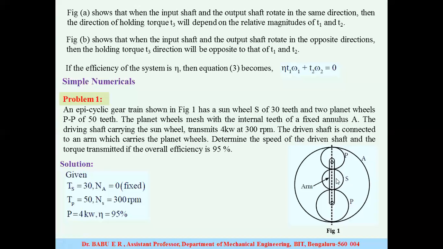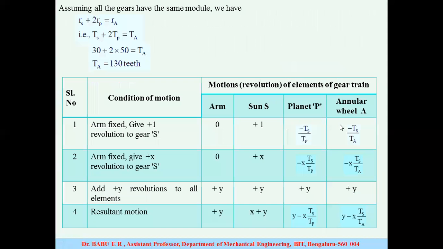You'll get Ts by Ta. And you see the direction. When you rotate this in clockwise direction, it will rotate in counterclockwise direction. If this rotates in counterclockwise direction, the A also will rotate in counterclockwise direction. So it is a negative value. So this is the first row.